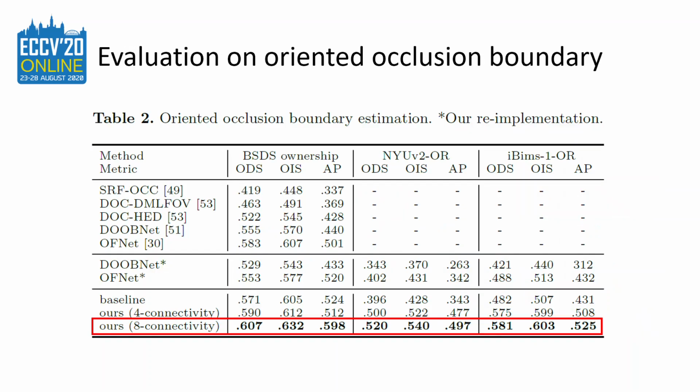We evaluate on an oriented occlusion boundary detection benchmark. The first two metrics measure the F-scores of oriented occlusion boundary with different thresholding methods, while the last metric measures the average precision over all occlusion probability thresholds. Compared to state-of-the-art methods, our method achieves better performance on all three metrics on the BSDS ownership dataset, which captures outdoor scenes. To further validate our method for indoor scenes, we also generate ground truths from two indoor scene RGBD datasets and name them NYU-V2OR and IBEAMS-1OR. Our method once again outperforms other methods.